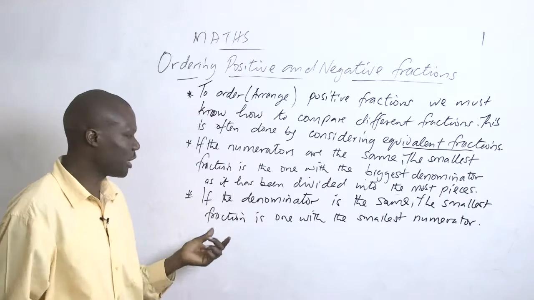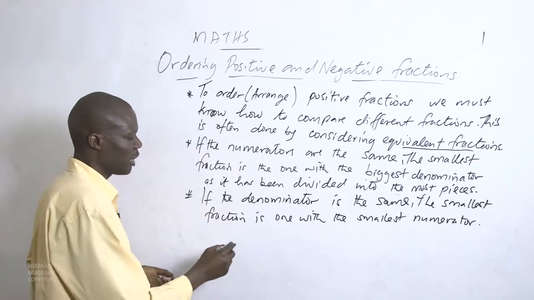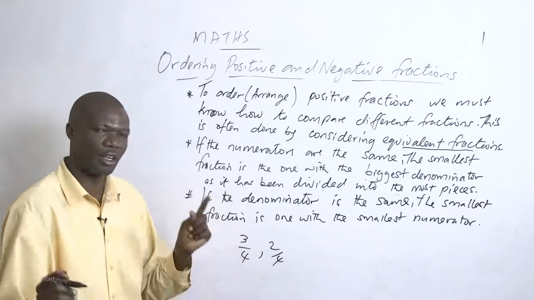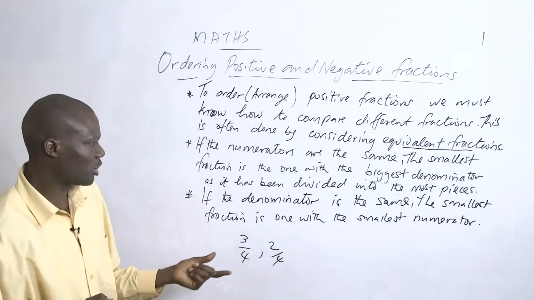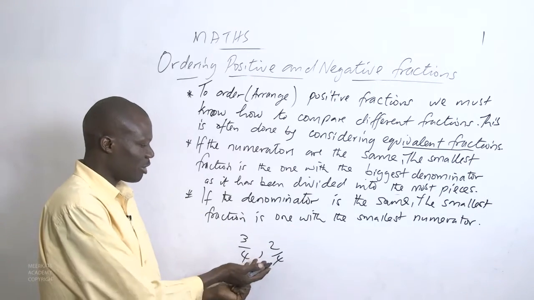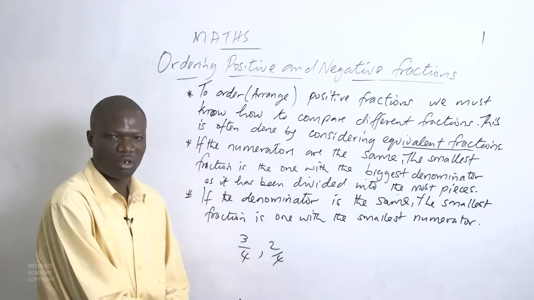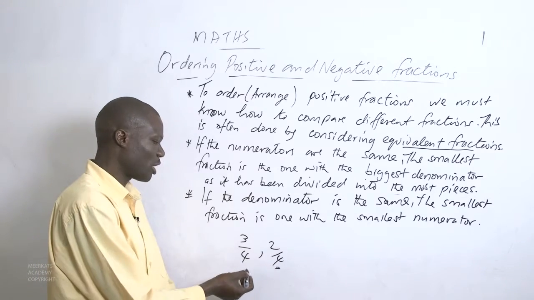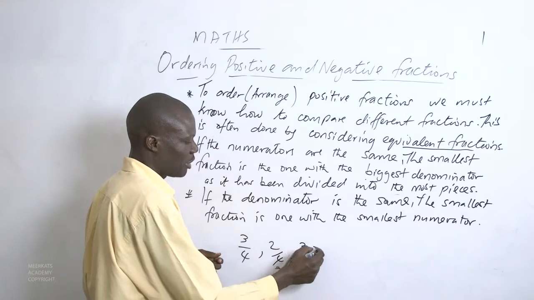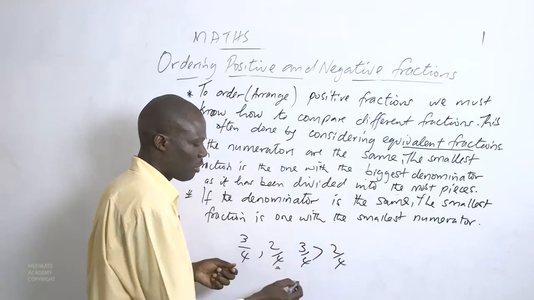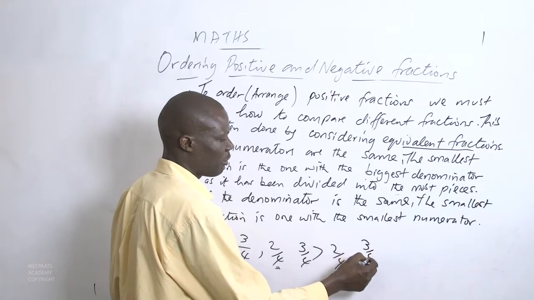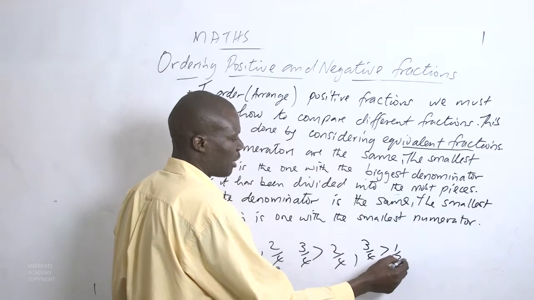If we have the same denominator, as we saw earlier on, 3 over 4 and 2 over 4, then the smallest fraction is the one with the smallest numerator. For this case, the one with the smallest numerator is 2 over 4. So this one is smaller than this. So you can simply say that 3 over 4 is greater than 2 over 4. But 2 over 4 was representing what? A half. So 3 over 4 is greater than a half.